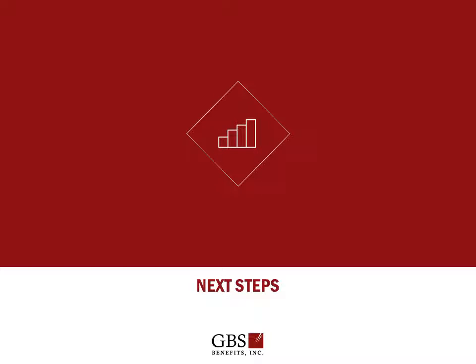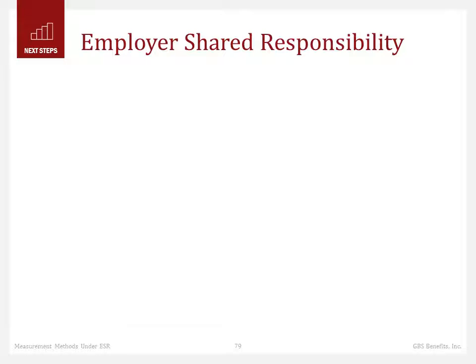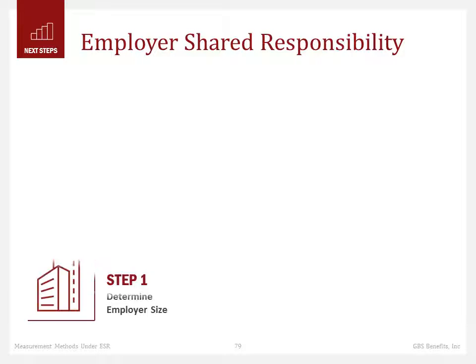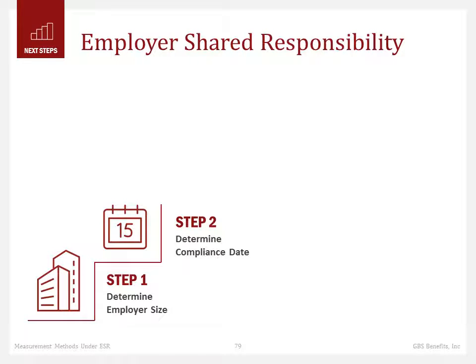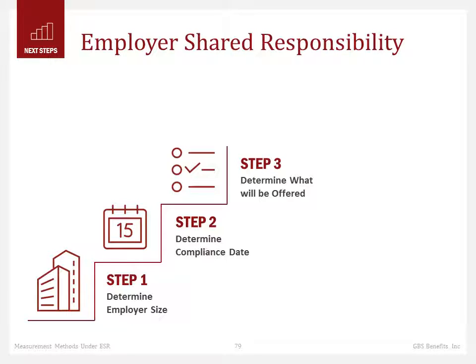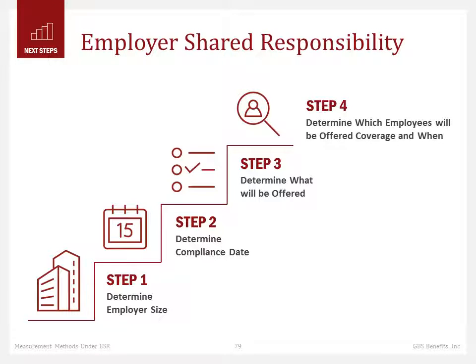Okay, we just have next steps, which is just another few minutes, and we're almost out of our 90 minutes, or an hour and 30 minutes. Here's just a quick review. Step 1 is determine employer size. Step 2 is determine compliance date. Step 3 is determine what will be offered. And step 4 is determine which employees will be offered coverage and when. This seminar did a brief review of steps 1, 2, and 3, but focused on step 4.